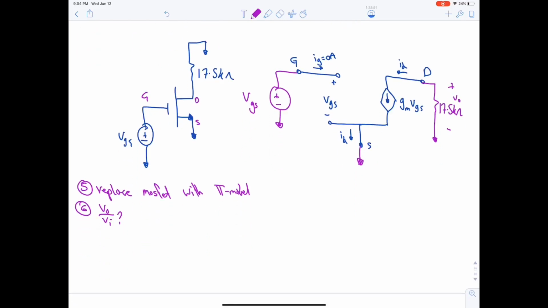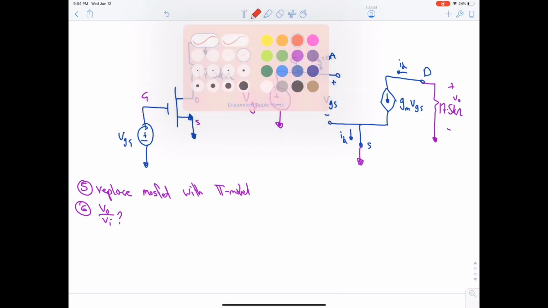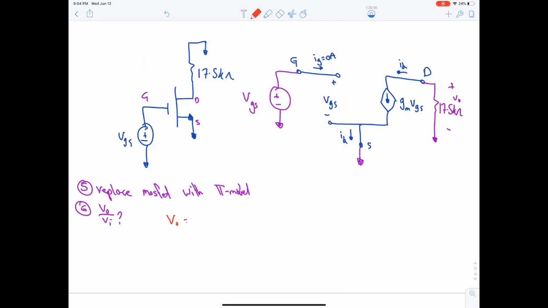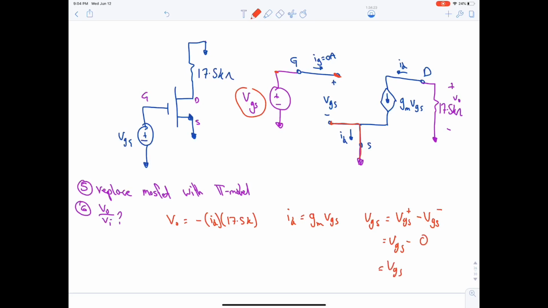So how can we compute now V output over V input? We need to start with V output. We will say that V output is minus ID multiplied by 17.5k. ID is equal to gm vgs. vgs is equal to vgs positive minus vgs minus. vgs positive is this, which is vgs minus 0 grounded. So it will be vgs, taking this, plugging it in here, to result in the same formula.